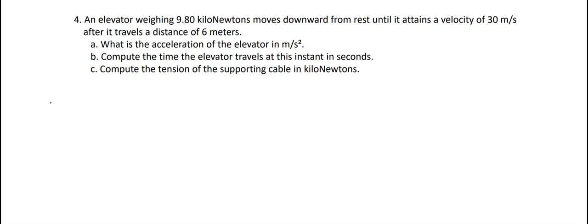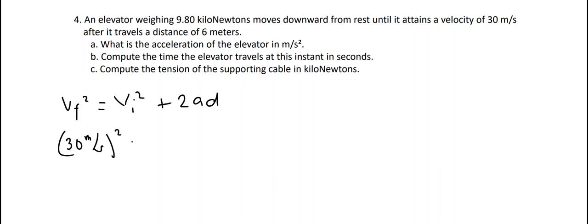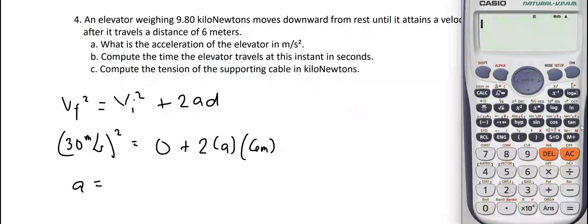To solve for the first problem, we will use the equation in kinematics to solve for the acceleration given the distance and velocity, that is Vf squared, the final velocity squared, equal to the initial velocity squared plus twice the acceleration times distance. We have Vf equal to 30 meters per second equal to the initial velocity of 0 since it is going from rest, plus twice the acceleration times the distance of 6 meters. So 30 squared equals 2 times a times 6. Solving, we get a equals 75 meters per second squared.